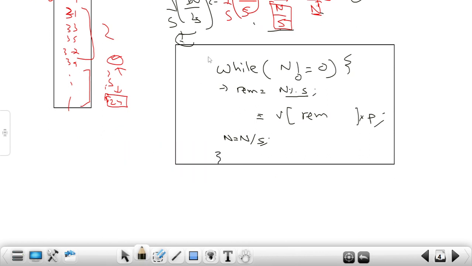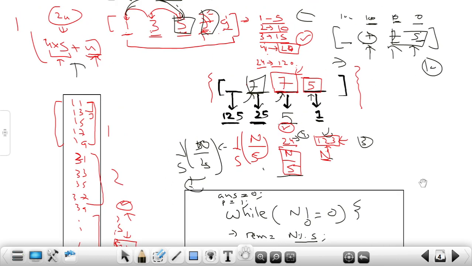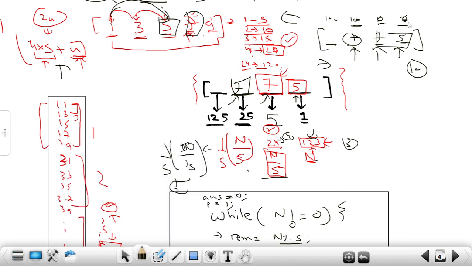My answer, let's say my answer is here. So answer is initially 0, and answer is going to be answer plus this value multiplied with power. And initially I have the power as 1. Okay, so I have written a wrong thing here. The power actually should be 1 here, right? The power should be 1 here.